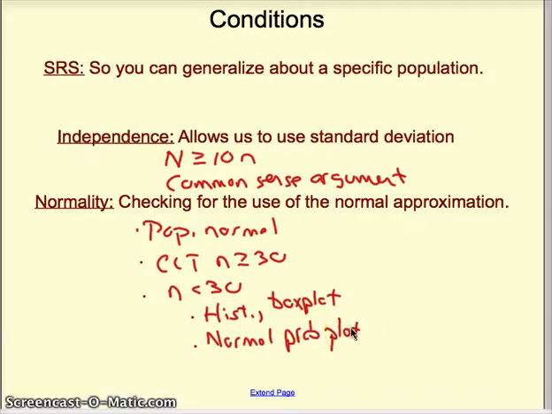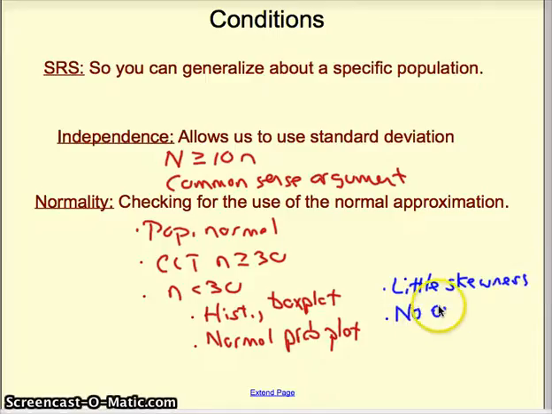And recall the argument we're trying to make is that once we look at the data, there's little skewness, no outliers. And if that's the case for that small sample size, it's a bit of a stretch of logic, but we're going to make an argument then that the population we're pulling data from might be approximately normal, and we'll proceed.